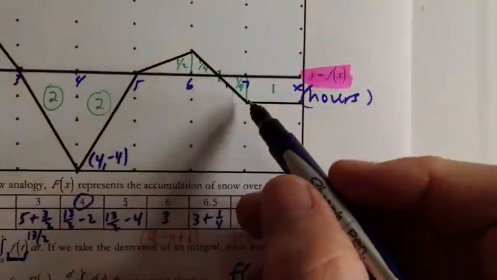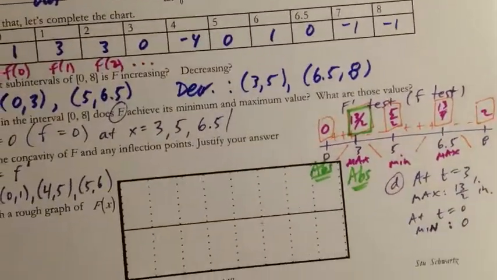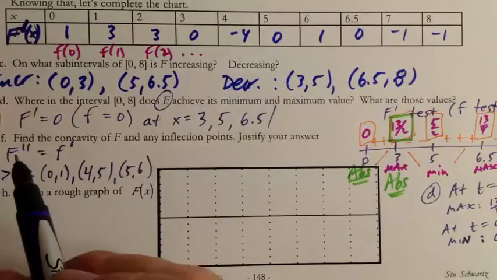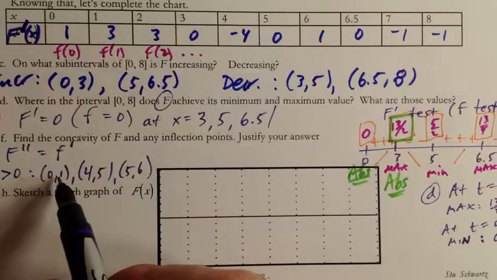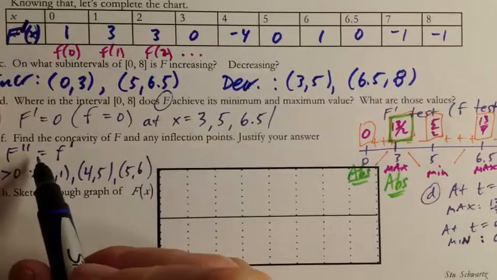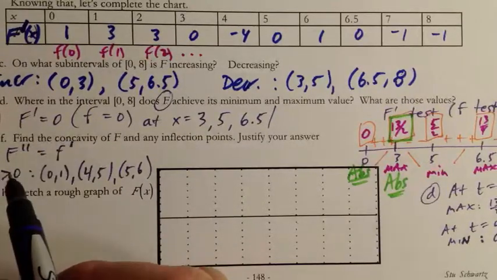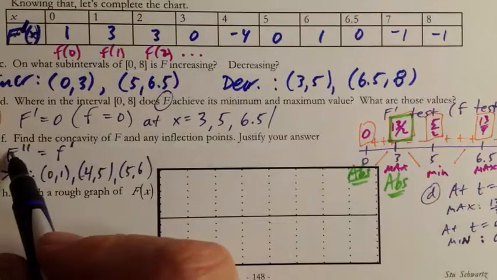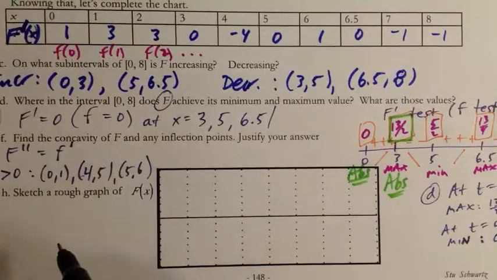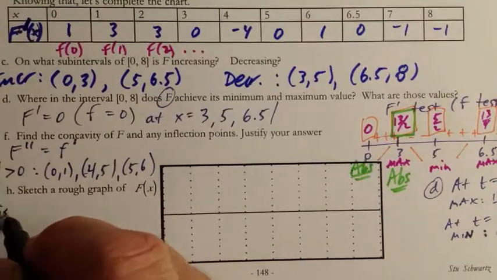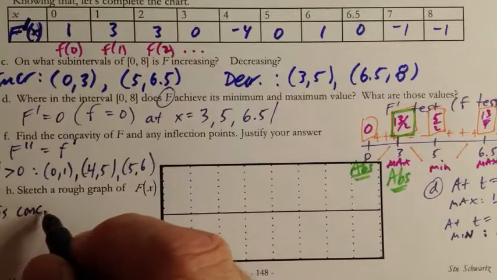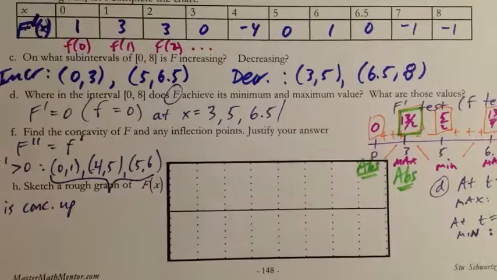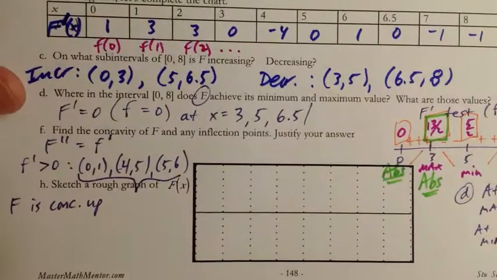Okay, and then it's no longer going to be positive there. So that's where we have capital F double prime being positive when lowercase f prime is positive. So then that's where capital F is concave up. Capital F is concave up on those intervals.